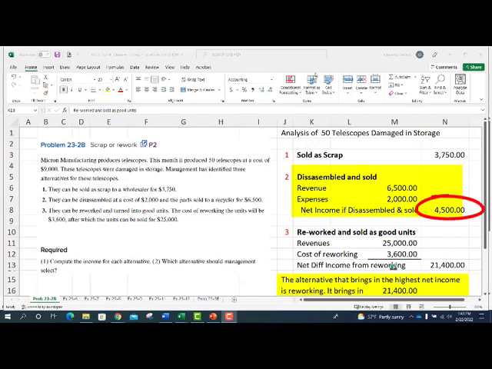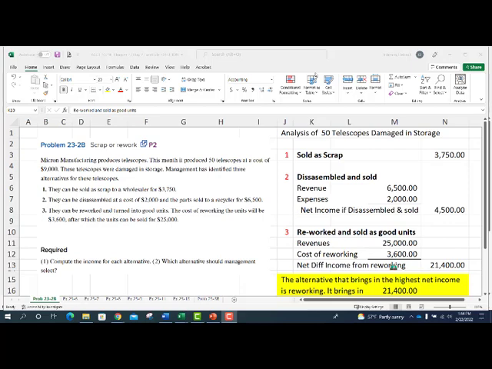The third option was they can be reworked. That means continue processing them and turn them into good units. But the cost of reworking the units will be $3,600, but the units can be sold for $25,000. So on number three, you'll see that the net differential income from reworking them was $21,400. Since this is now money coming in, we're looking for the highest alternative, and that would clearly be the third option. So the decision to be made is we should rework and sell as good units.